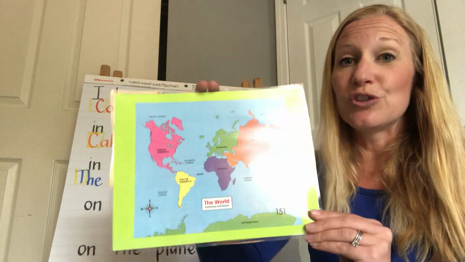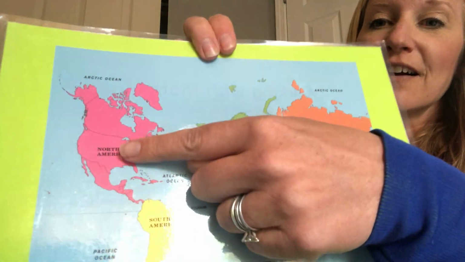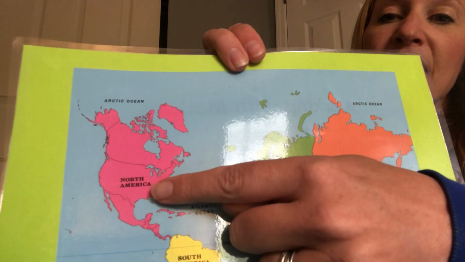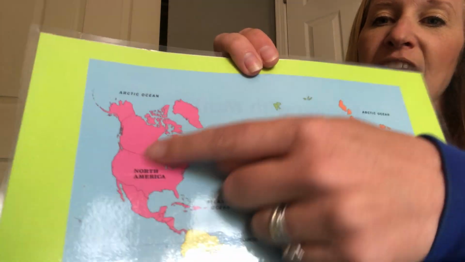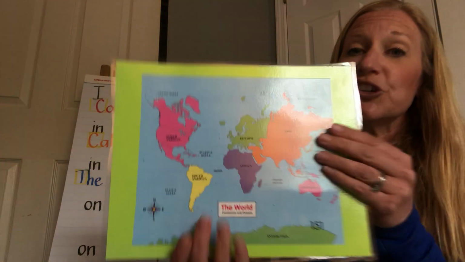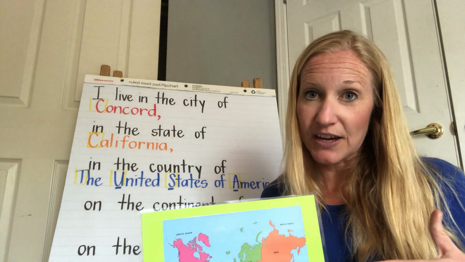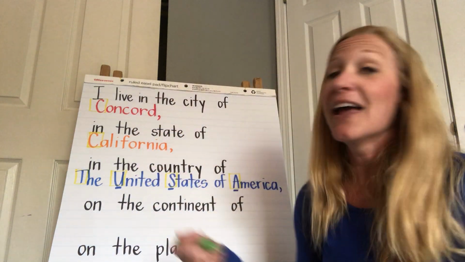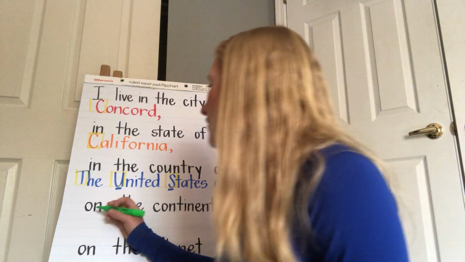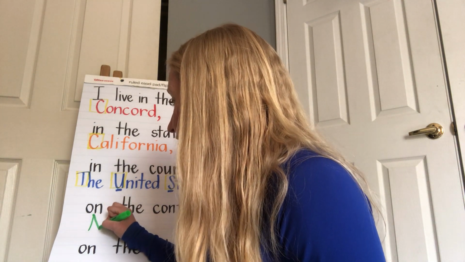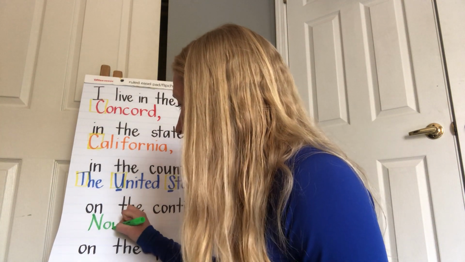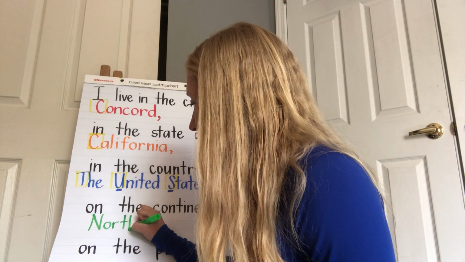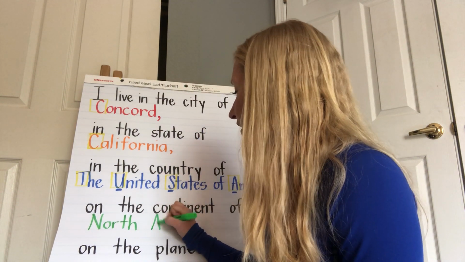We belong to North America. We're right here in the middle of North America. And on top of us is Canada, and below us is Mexico. And we share North America with those countries. So on the continent of, we need to write North America. And it's a name. So uppercase N to start north. And then America.